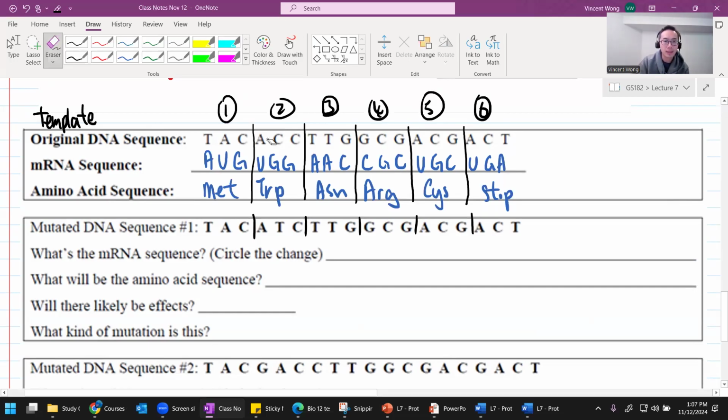That's right. Okay, so in codon number 2, in the wild type, it is ACC, but now it is ATC. So there is your mutation. And remember, the mutation happens in the DNA, right? And so when you do the transcription, TAC is still going to be AUG, and then ATC will now be UAG, and the rest would be the same as before.